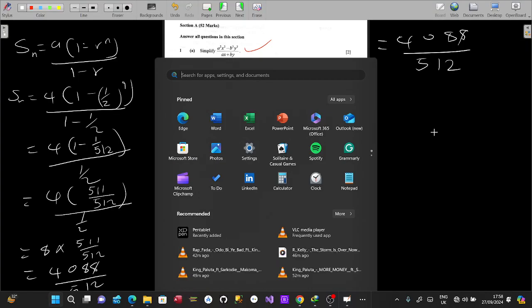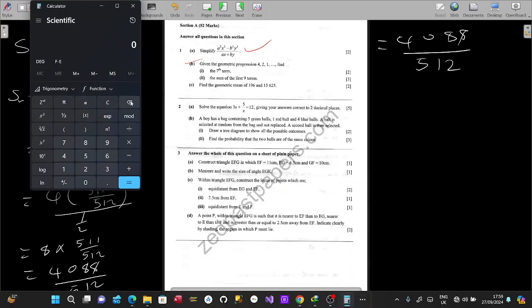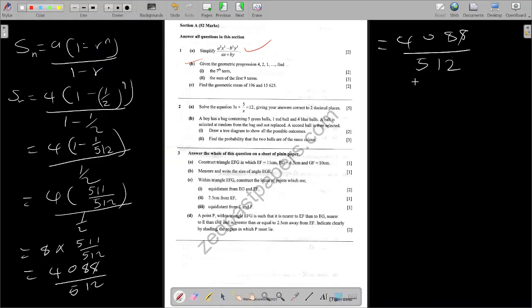If you want to prove that, you get the calculator. You say 8 multiplied by 511, the answer is 4088. Then once you divide that by 512, the answer is 7.98, correct to two decimal places. So this is our answer. That is it. Now let's continue.